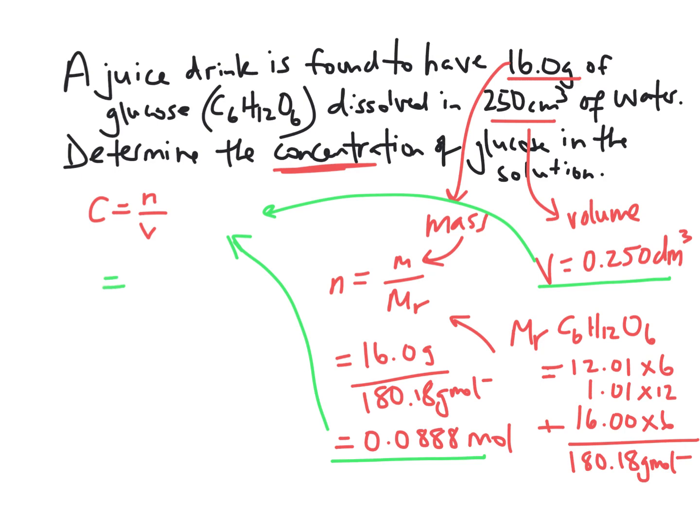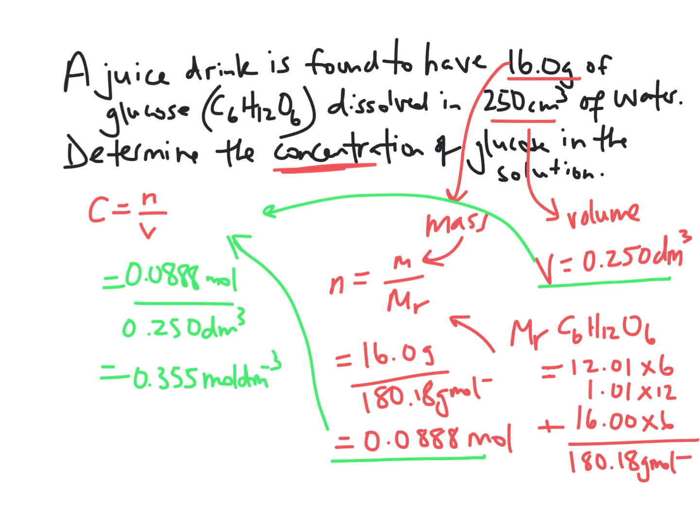All right, so 0.0888 moles divided by 0.250 cubic decimeters gives you a concentration of 0.355 moles per cubic decimeter, which is the standard unit of concentration that we're after. So the concentration of glucose in this juice drink is 0.355 moles per cubic decimeter.